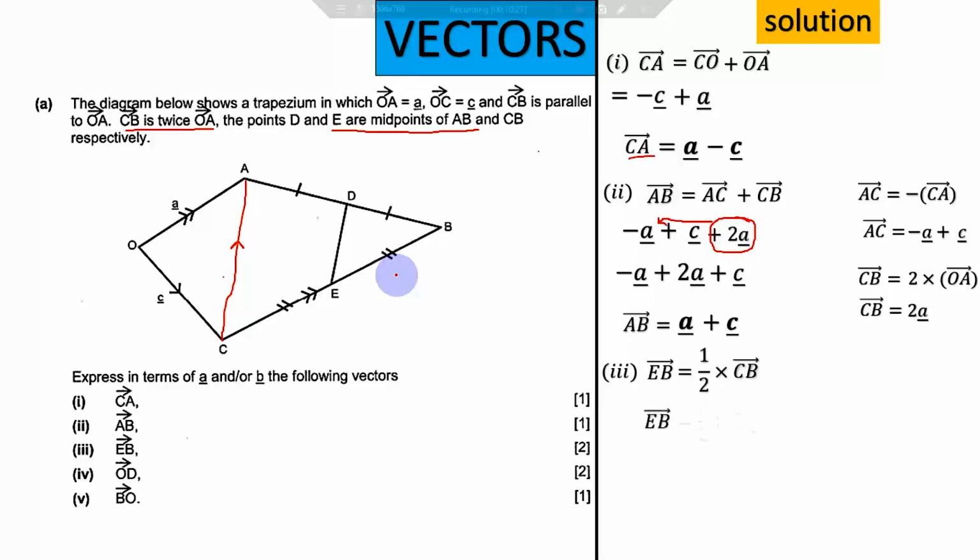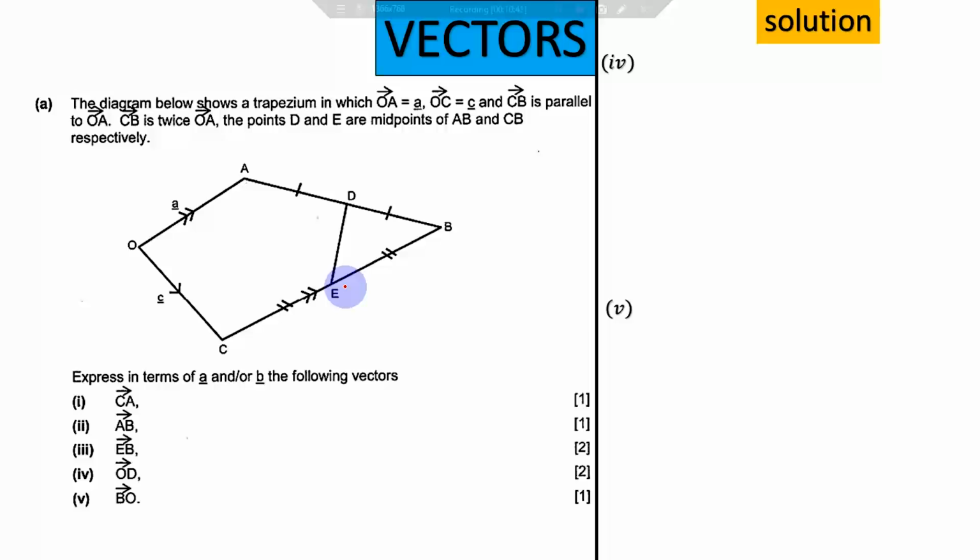Taking half of 2A, the 2 into 2 will give us 1. What is 1 times A? So EB will just be A. So EB there is half of CB. Okay, we proceed to question 4. Question 4 is saying find OD. So from O going up to D right there.